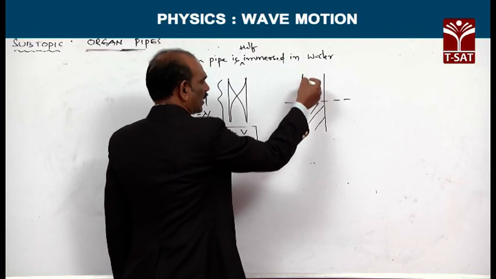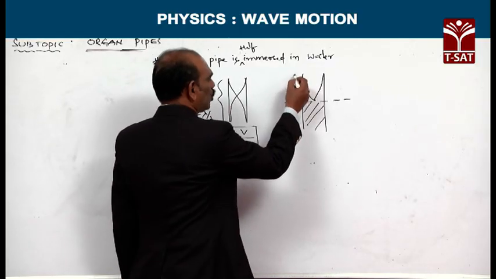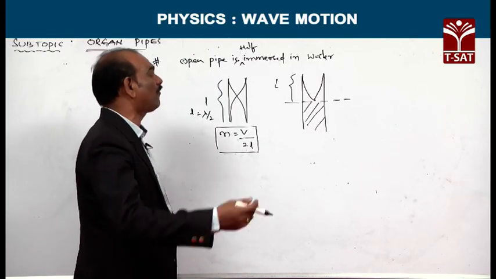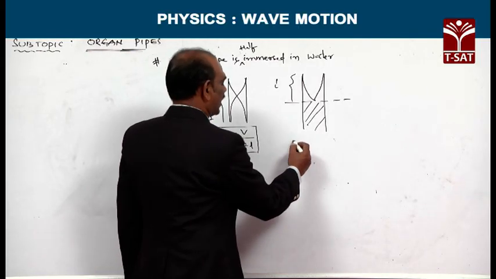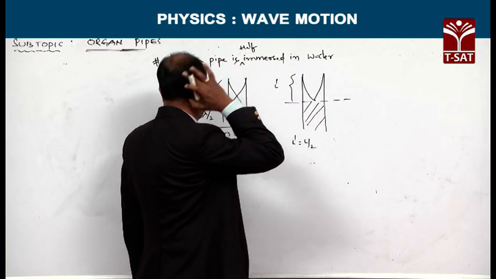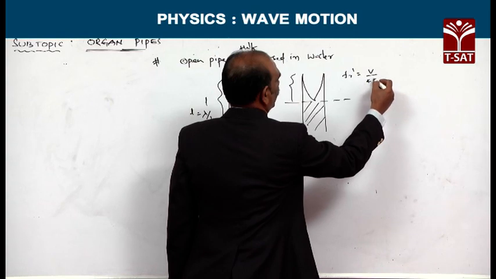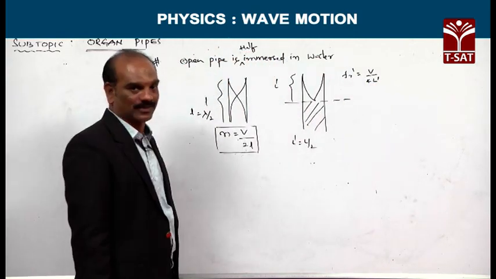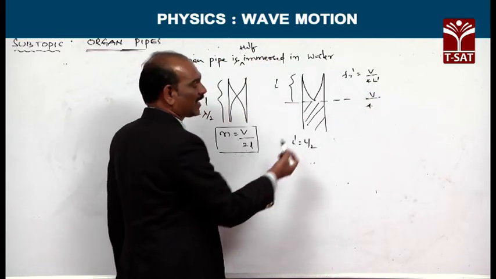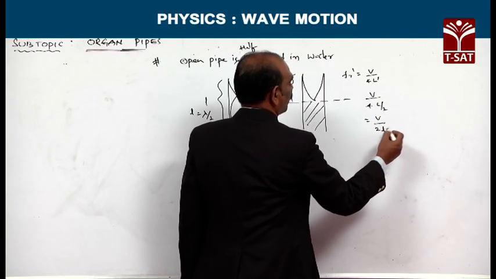That means in the fundamental mode, the new length is only L dash. As mentioned in the problem, half is immersed in liquid water. Therefore, L dash is equivalent to L by 2. But as it is in the fundamental mode, the frequency is V by 4 L dash, where L dash is the new length. So V by 4 times L dash, with L dash equal to L by 2, the 2 gets cancelled, which is equivalent to V by 2L.